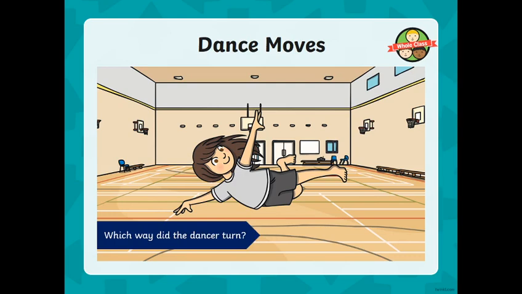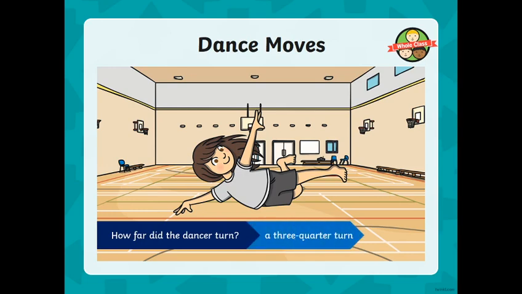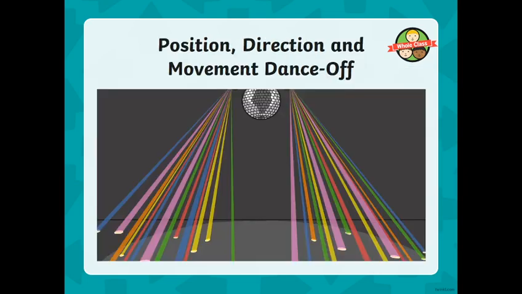Okay, again, which way did the dancer turn? Was it clockwise or anti-clockwise? And the answer is clockwise. And how far did the dancer turn? Quarter of a turn, a half of a turn, 3/4 of a turn, or a whole turn? And it was a 3/4 turn.